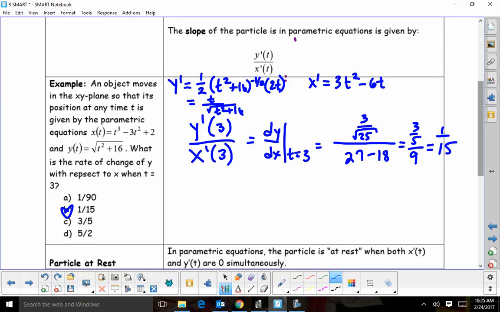Okay. So this is my question for you. I know this is multiple choice, so the work isn't graded on the test. But I just want to make sure we understand. If I said dy/dx equaled 1/15, am I correct?